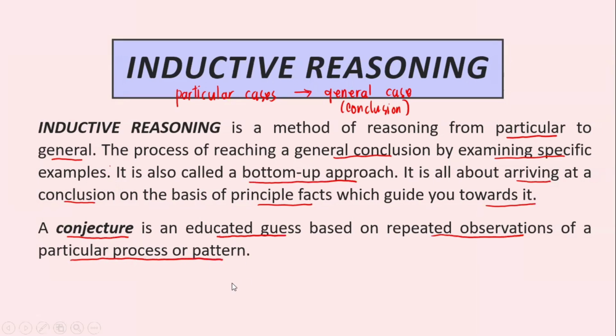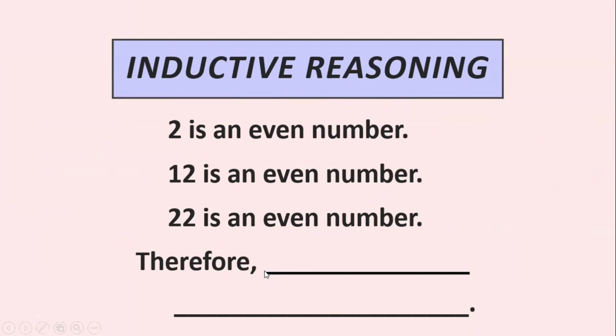Okay, example in inductive reasoning. So 2 is an even number, so that's specific. 12 is an even number, also a specific case. 22 is an even number, that is also a specific case. Now, in inductive reasoning, you will have to make a conclusion or conjecture based on the specific cases that we have. So from that, what conclusion can we give in giving these particular cases?